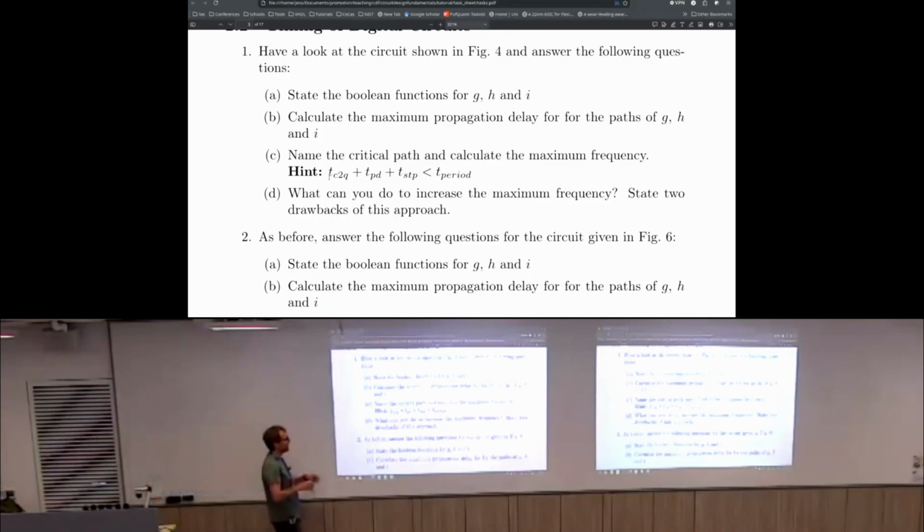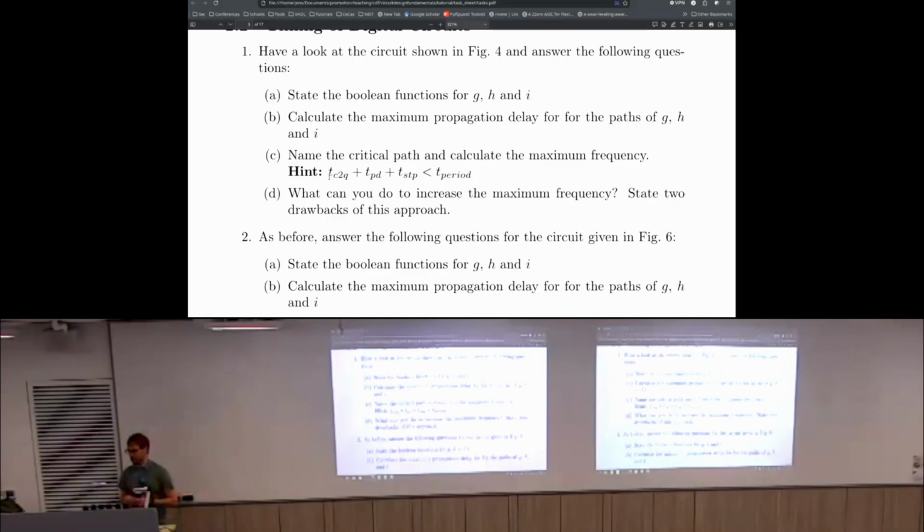So T_C-to-Q is like the time a register needs to get an output on the signal Q after a clock edge arrived. Then we have T_PD. T_PD is the propagation delay, so the delay of the combinatorial logic in between the two register stages.